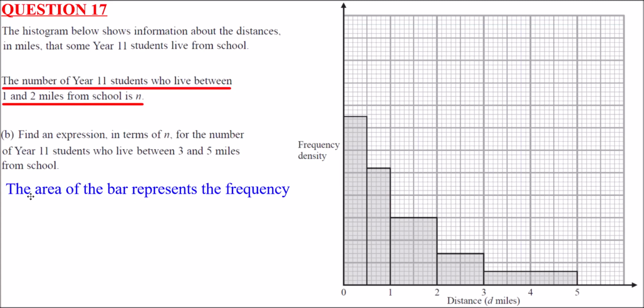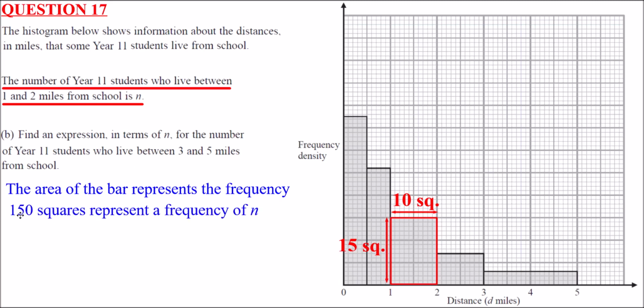But we need to recall that the area of each bar represents the frequency of it. So this one here, the area, I'm thinking of it in terms of squares. You could think of it in terms of literally length and width if you wanted. But it's 15 squares high, 15 little squares I mean, and 10 little squares across. So the area is comprised of 150 little squares. So those 150 squares are representing a frequency of n. So to put it even simpler, I can think of it as being 150 is equal to n.